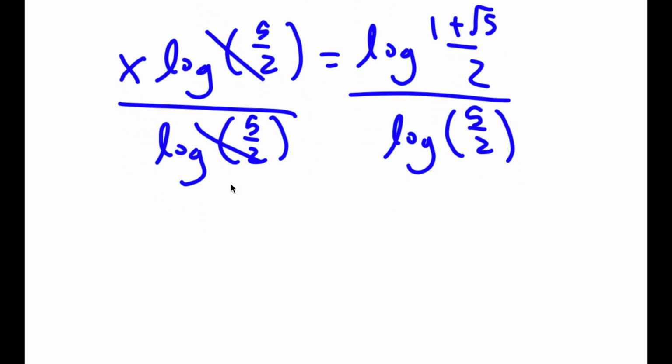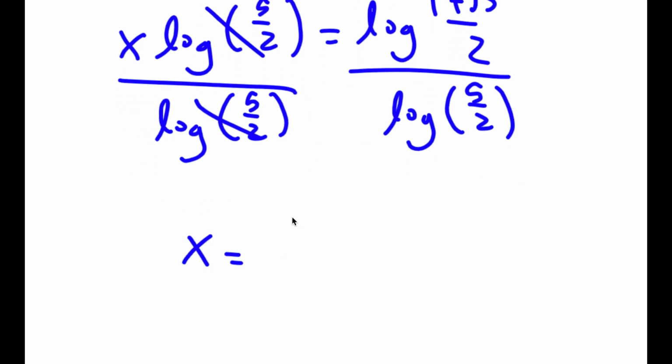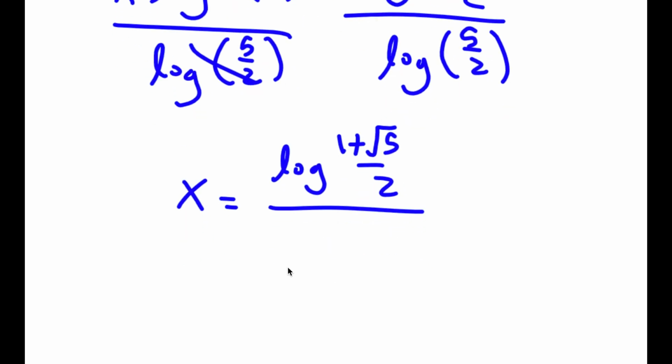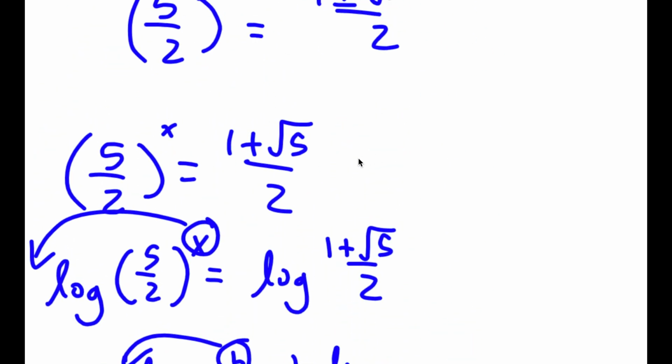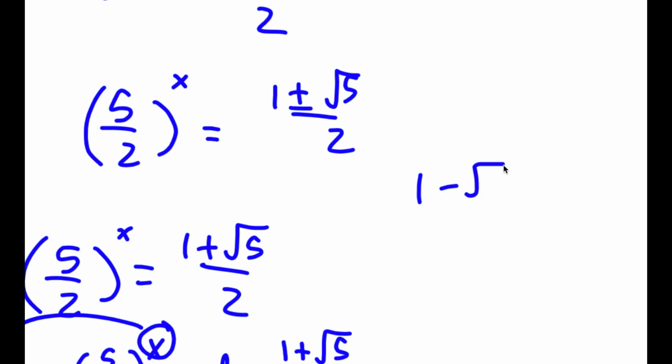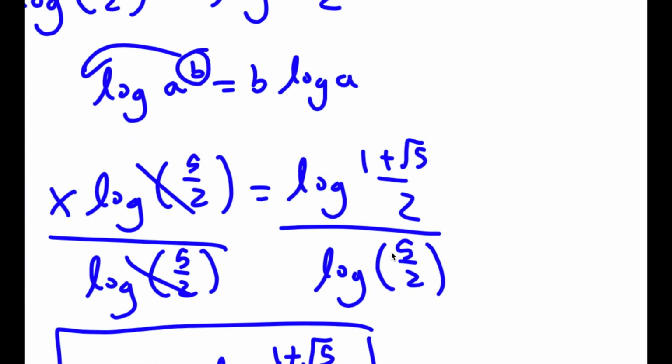So then these two cancel out, and now I have x is equal to log of (1 plus the square root of 5) over 2, over log of 5 over 2. Now, (1 minus the square root of 5) over 2 wouldn't work, because 1 minus the square root of 5 is going to be a negative number, and you can't take the power of a positive number and make it a negative number. So this is wrong, and this is my only solution.